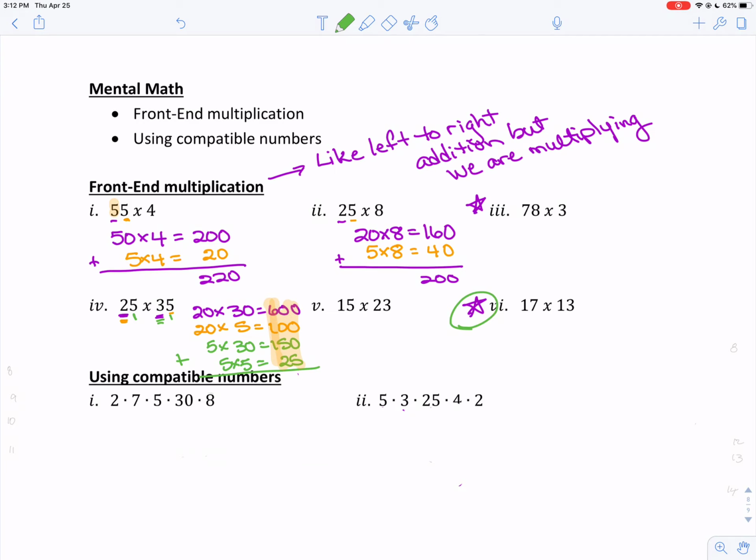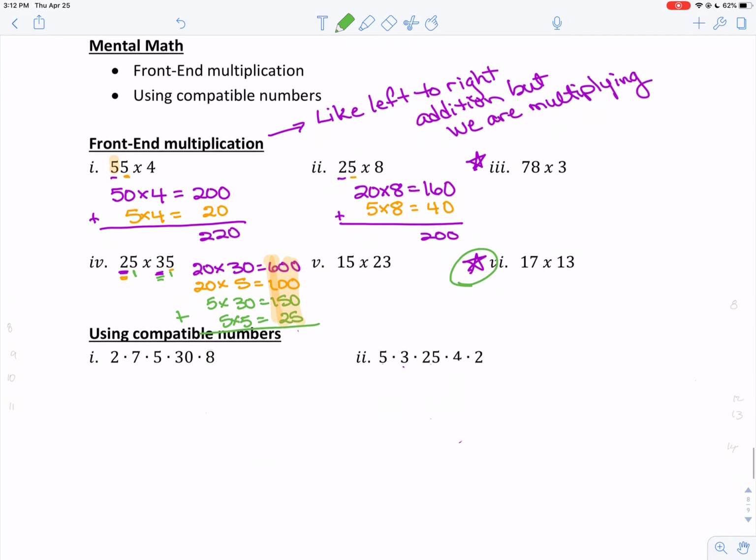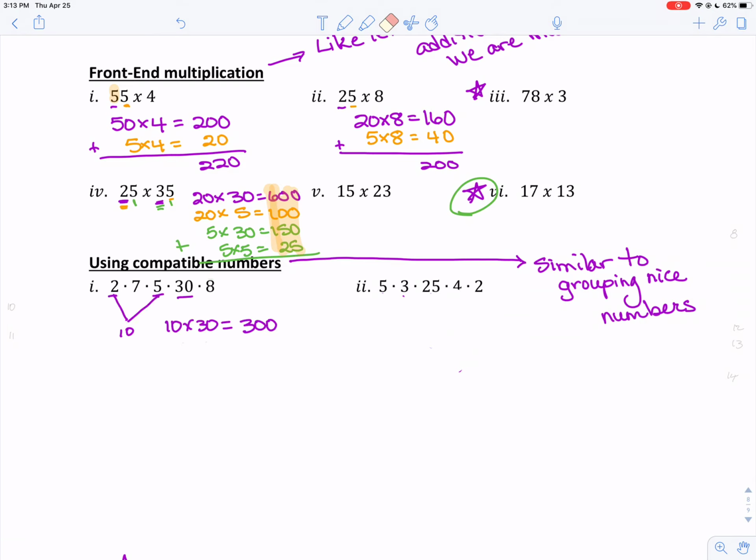Now let's talk about compatible numbers. Compatible numbers is very similar to grouping nice numbers that we used in addition. So now we're going to group some nice numbers together. I'm going to put the 2 and the 5 together to give me 10 and then multiply it by 30. So I've got 3 numbers that were easy to group together to get 300.